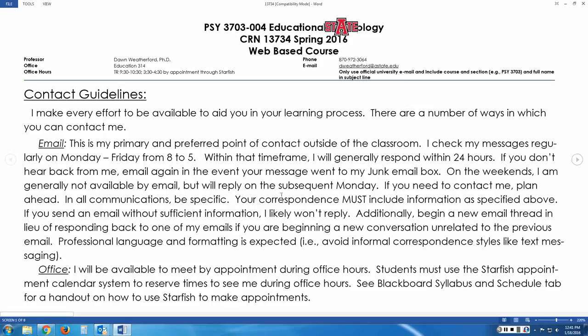Okay. If your email is including all the information that I said and it has sufficient information, I'll go ahead and reply, but again, if it's not, it may go to my junk, or if it's an ill-formed question, like it doesn't give me enough information to help you, then that's not within the guidelines that I'm setting for our contact.